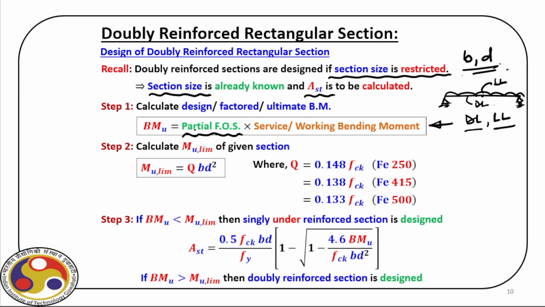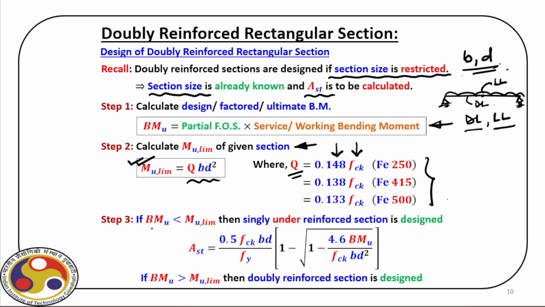So we need to find out those bending moments with appropriate factors. Now once we do that, in the next step we need to calculate Mu limit, that is the limiting value of the sectional capacity for a singly reinforced beam. And Mu limit, as you recall, is Q B D square. So Q depends on different grades of steel, and we have already discussed this earlier, the values of Q for different grades of steel, and of course we need the fck value also.